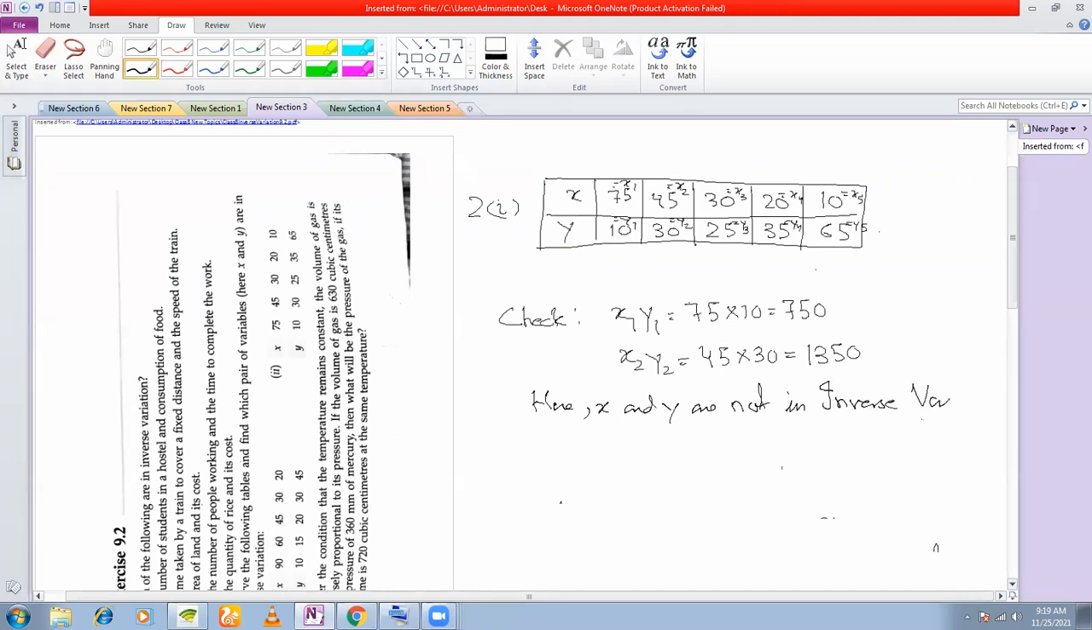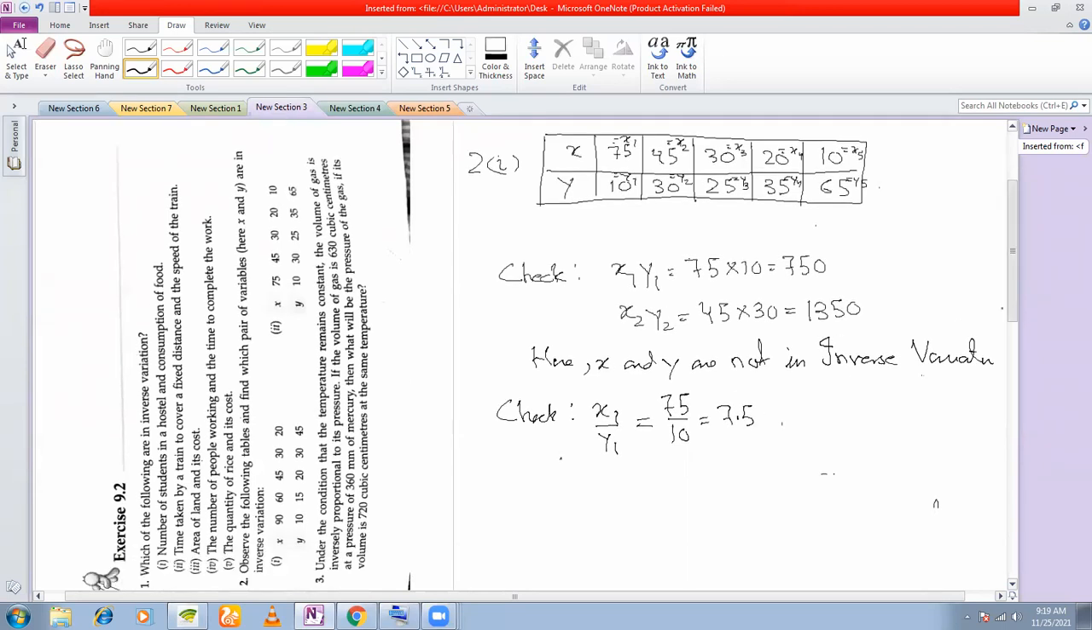Now we need to check whether they are in direct variation or not. How do you check? Find out x1 by y1. You get 75 by 10, which is 7.5, right? Next, find out x2 by y2. So this is 45 by 30, which you can cancel. Cancel 15, you get 1.5. You see that x1/y1 is not equal to x2/y2. So what do you say? Here x and y are also not in direct variation.